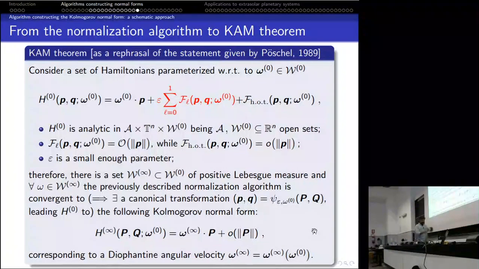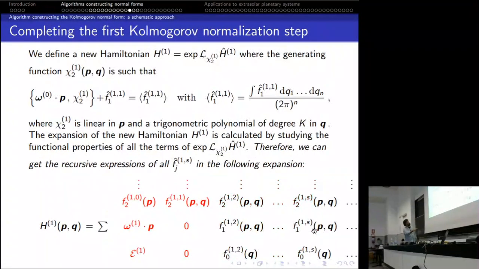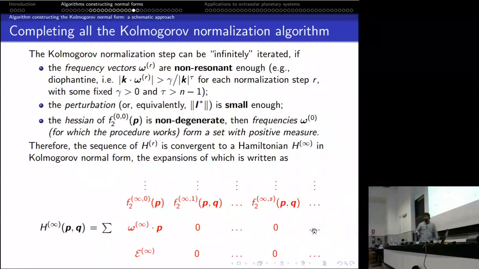Then, for each of the frequencies that are there, okay, frequencies and angular velocities are used as the same concept. For each angular velocity in this new set, okay, there exists a canonical transformation mapping due to the Kolmogorov normal form, or let me rephrase. For each of these angular velocities, your procedure is converging to the Kolmogorov normal form.